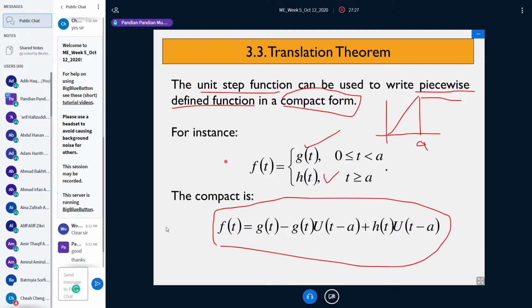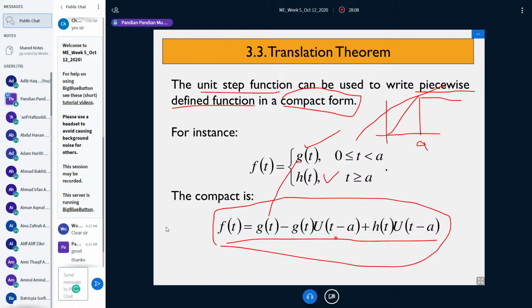So you want to write f(t) in a compact form. How do we do that? This f(t) is piecewise, two pieces. f(t) equals g(t) for t from 0 to a, and then for t greater than a it is h(t). This compact form is already designed like this, so you do not need to change it. f(t), the first one is plus g(t). This g(t) you put it here.